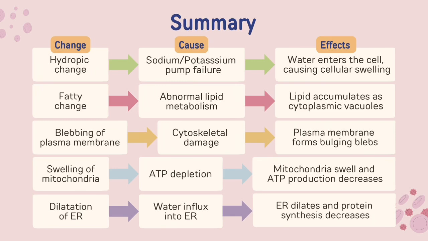Another common change is fatty change or steatosis, especially in the liver and heart, due to fat accumulation in the cytoplasm. Other changes include plasma membrane blebbing, mitochondrial swelling, and dilatation of the endoplasmic reticulum, which reduce cell function. In summary, reversible cell injury is the state where the cell can still recover, but if the injury continues, it may proceed to irreversible injury and eventually lead to cell death.